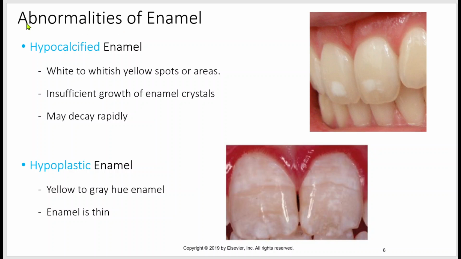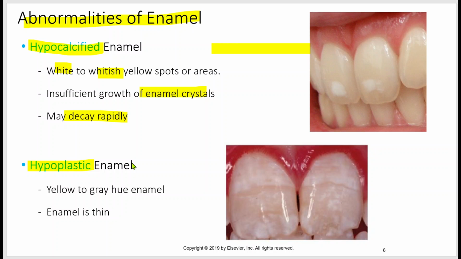Some abnormalities in the enamel. So you have hypocalcified. Hypo means less. And from the name, the enamel is not completely calcified because of the crystals. Definitely it can have decay faster than other things because it's not calcified all the way. And you can see there are white or whitish, yellowish spots. Make sure to be able to recognize this picture.